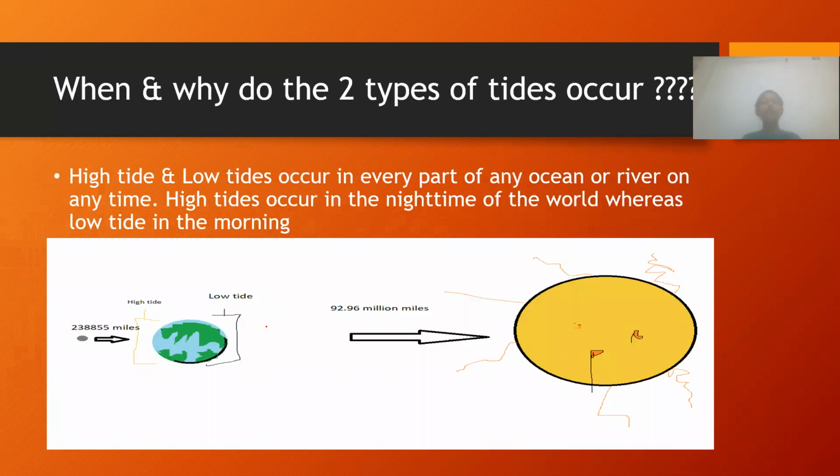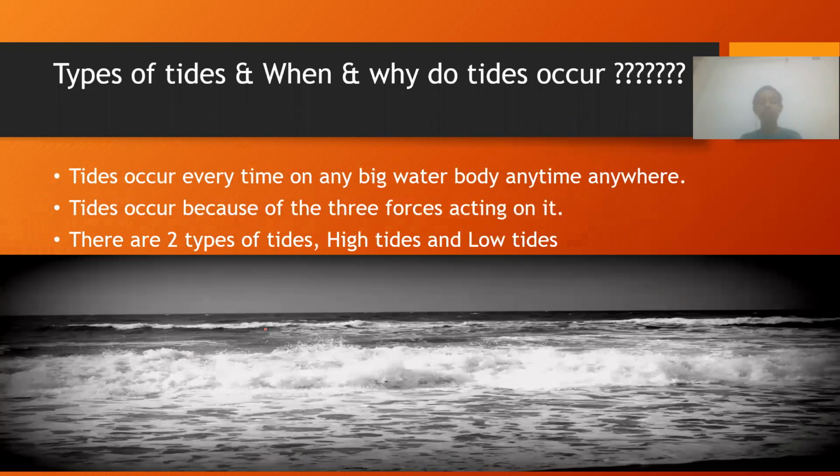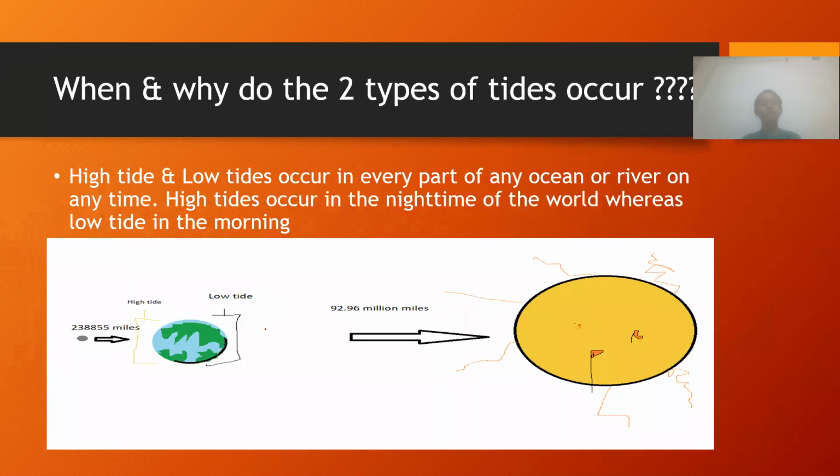When and why do the two types of tides occur? Oh, sorry, I forgot to tell you. There are two types of tides: high tides and low tides. High tides and low tides occur in every part of the ocean or river at any time. It can also be in seas. I forgot to write that down. High tide occurs in the night time of the world, whereas low tide occurs in the morning. Why does that happen?